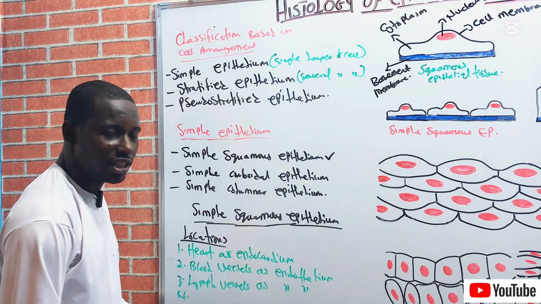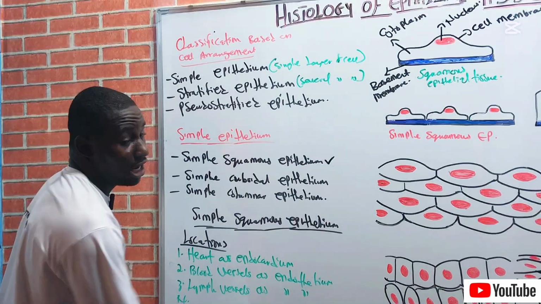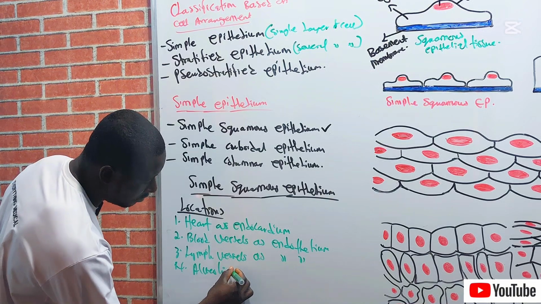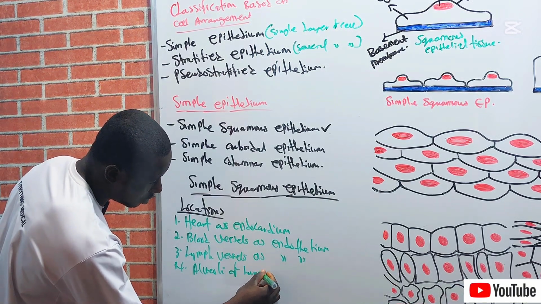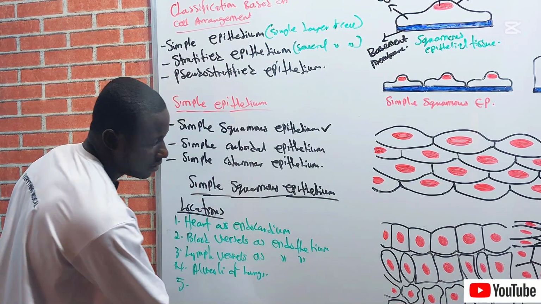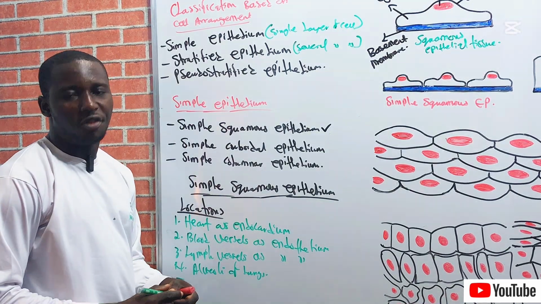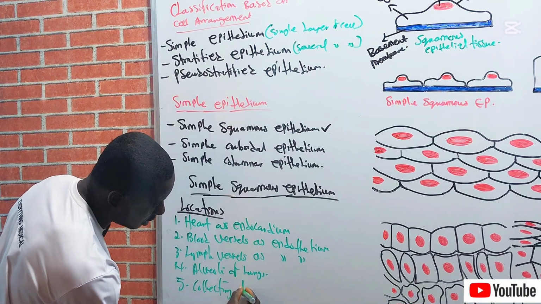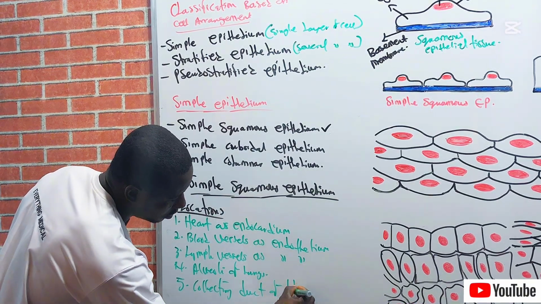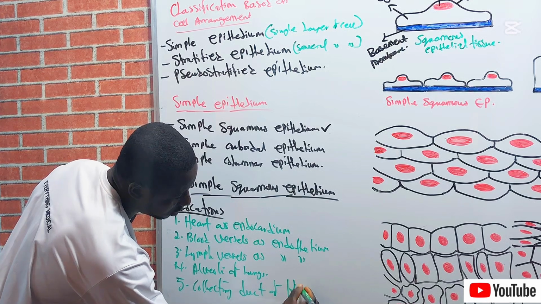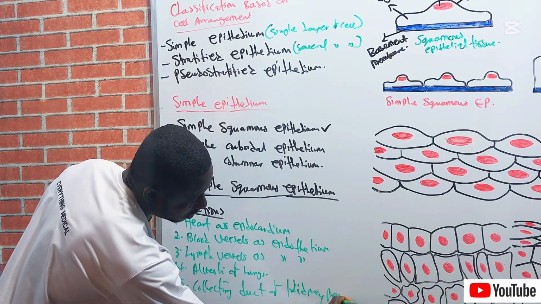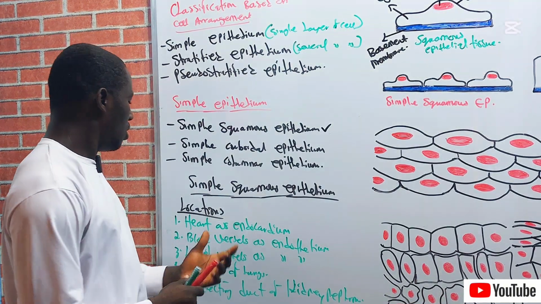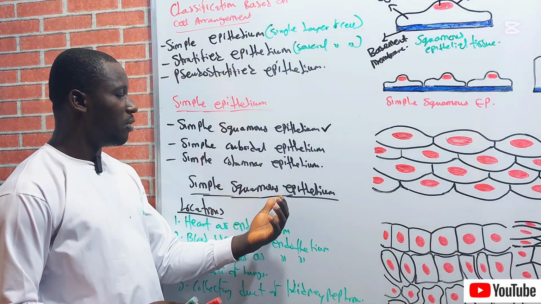You can see it in the alveoli of the lungs. You can see it in the collecting duct of the nephron of the kidney. So those are the tissue locations. Those are where you can see the simple squamous epithelium.